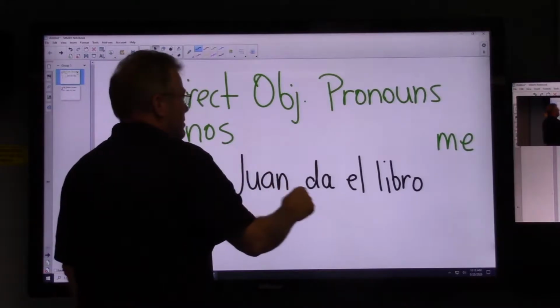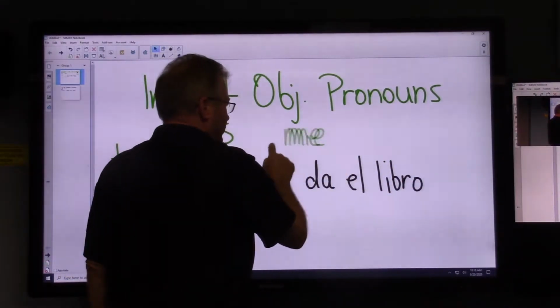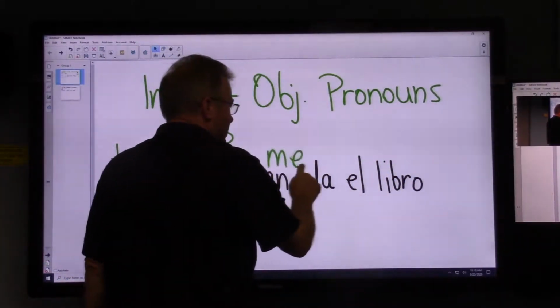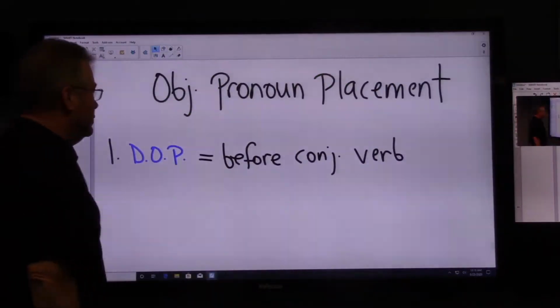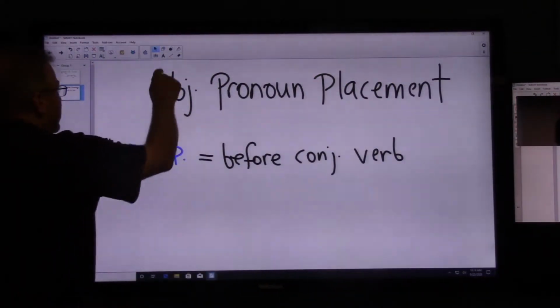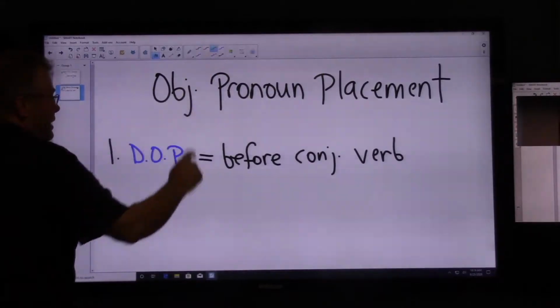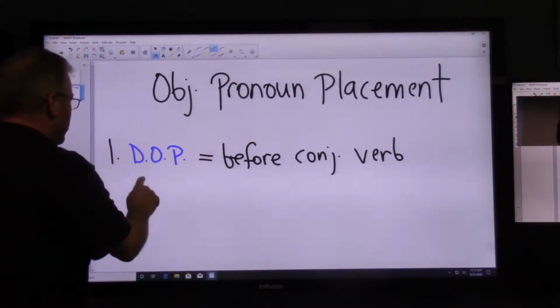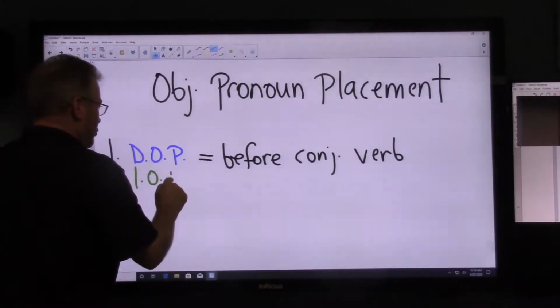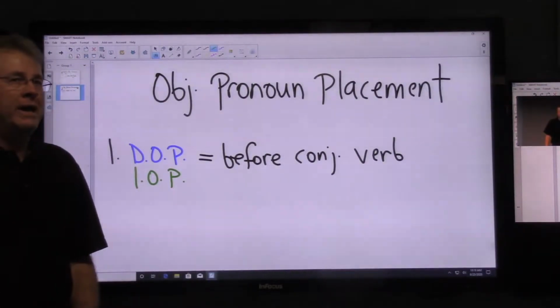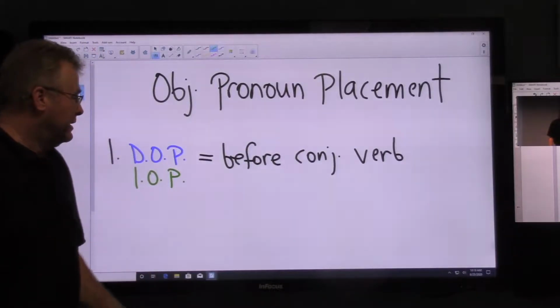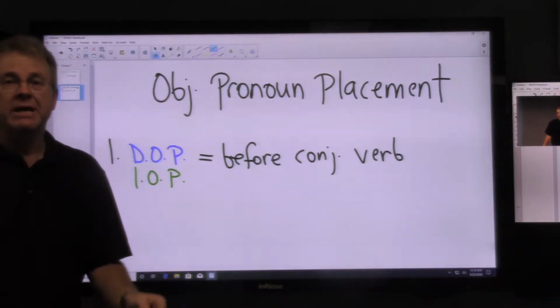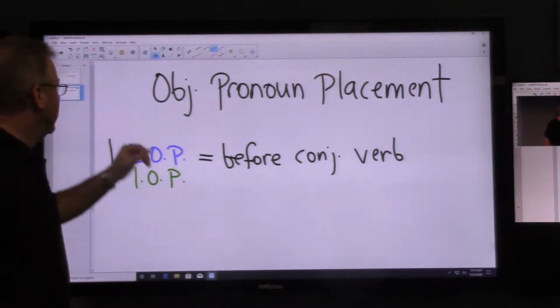And so now, the question is, where do I put this? Where do I put this indirect object pronoun? Well, do you remember rule number 1? Object pronoun placement. The direct object pronoun goes before the conjugated verb. Guess what? It's the same exact rule for indirect object pronouns. Doesn't matter what kind of object pronoun it is. Direct object, indirect object, whatever. It goes before the conjugated verb.